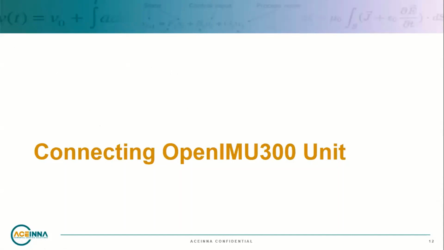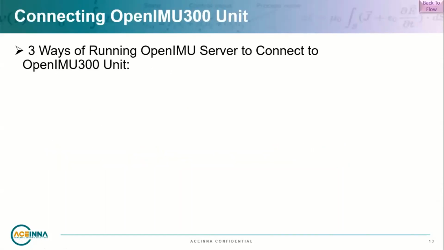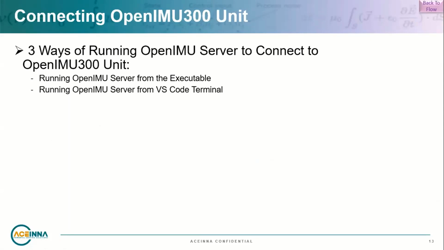So, connecting to your OpenIMU unit. There are 3 ways of running the OpenIMU server to connect to your OpenIMU unit: running the OpenIMU server from the executable, running it from the Visual Studio Code terminal, and finally running it directly from the Python source code. I'm going to talk about all 3 ways of doing it, but I'm going to show you a live demo of the first one and the third one.